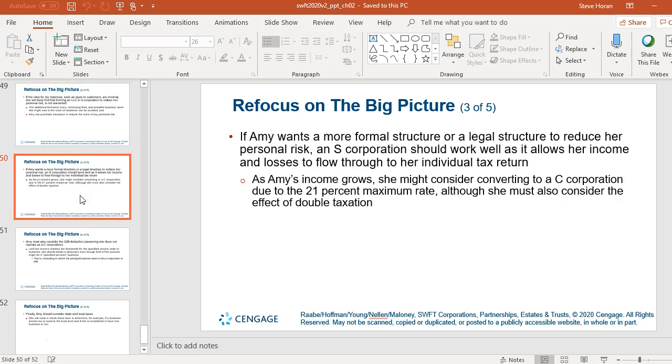If she wants a more formal legal structure to reduce her personal risk, an S Corp would do well, as it allows her income and losses to flow through to her individual return. As her income grows, she might consider converting to a C Corp due to the 21% maximum rate, although she has to consider double taxation if that happens. So if she takes a dividend out, that gets taxed.